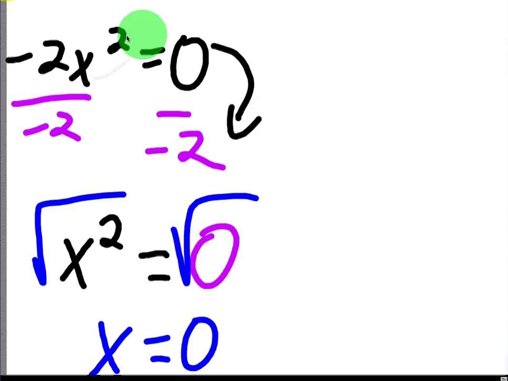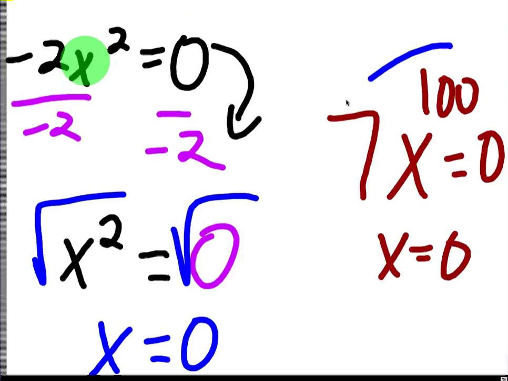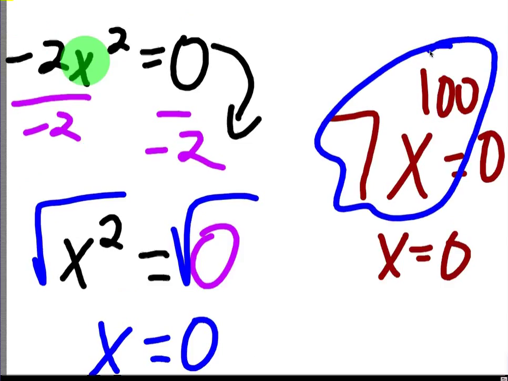Okay, if it's just one term, if it's not like plus something, like plus 7, it's going to equal 0. Just imagine if it was 7x to the 100th equals 0. It doesn't matter. You're still going to get x equals 0 because it's just one term. You'll divide by 7, take the 100th root, it's just 0, okay? So you don't have to show your work for that every time.